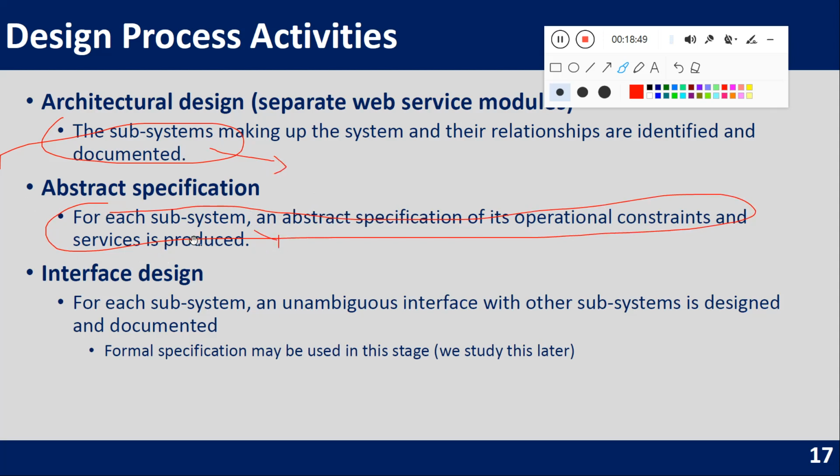The interface design is that for each subsystem, an unambiguous interface with other subsystems is designed and documented. Interface, right? It's just like designing a door. This is a room, and this is a hole. And the formal specification may be used in this stage, which is an unambiguous interface with other subsystems. How can we interchange with them?